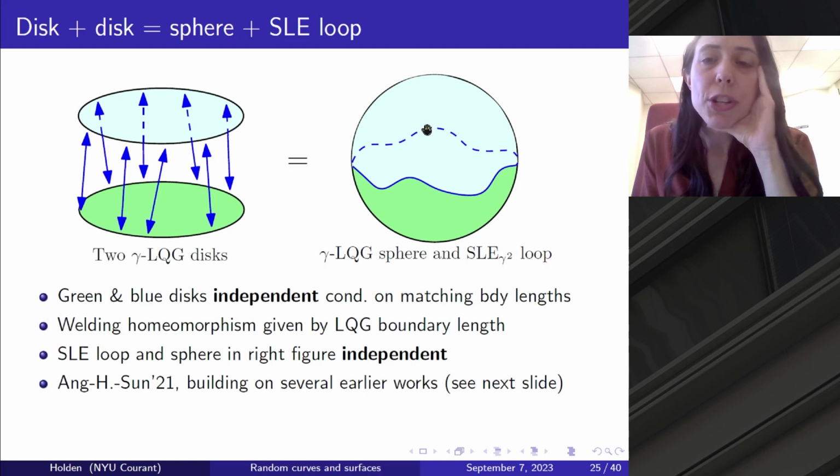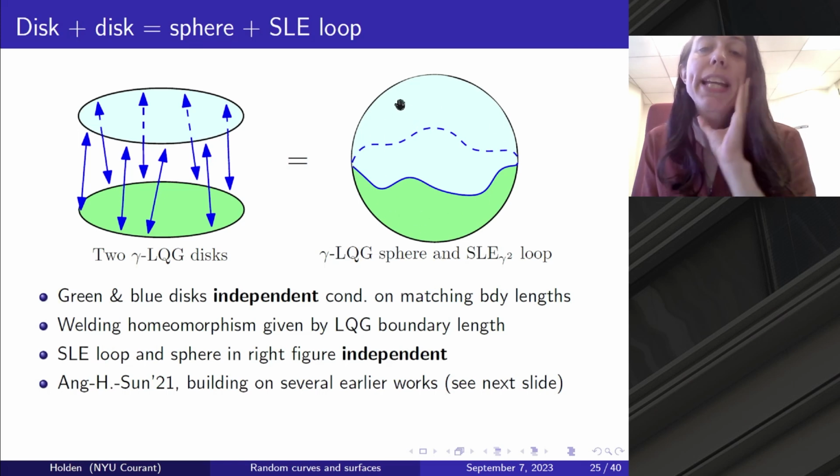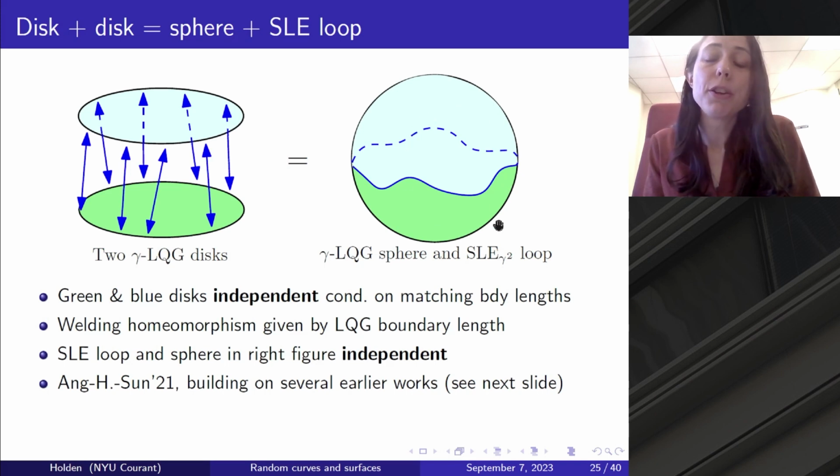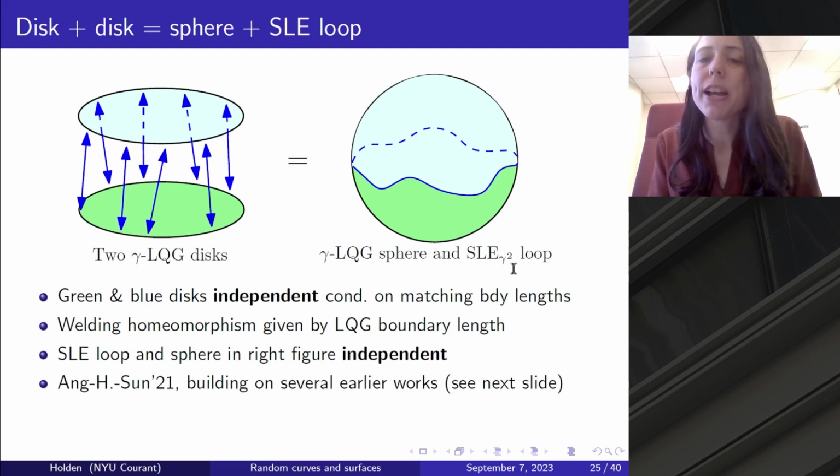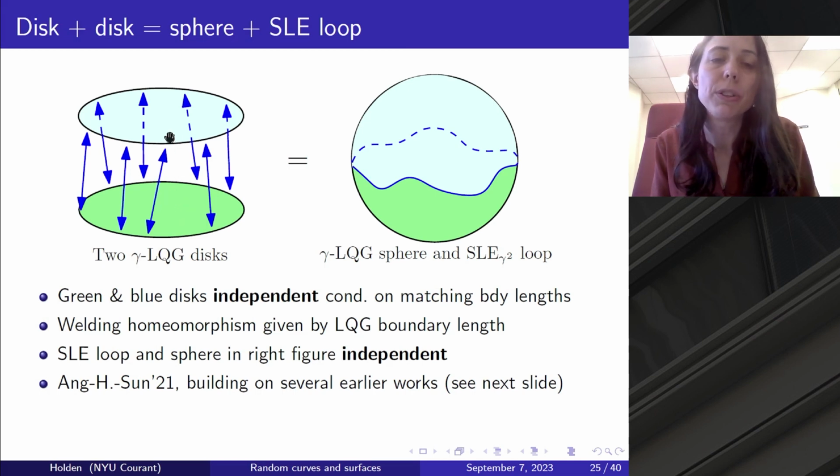You see that this result contains a number of different claims. First of all, it's far from obvious that the sphere one gets has exactly this law. It's not obvious that the interface has exactly the law of the SLE loop. But the thing which is maybe the most surprising at first sight is the fact that this LQG sphere and the SLE loop are entirely independent of each other. A priori, there wouldn't be any reason why they would be independent when you look at the two original disks.